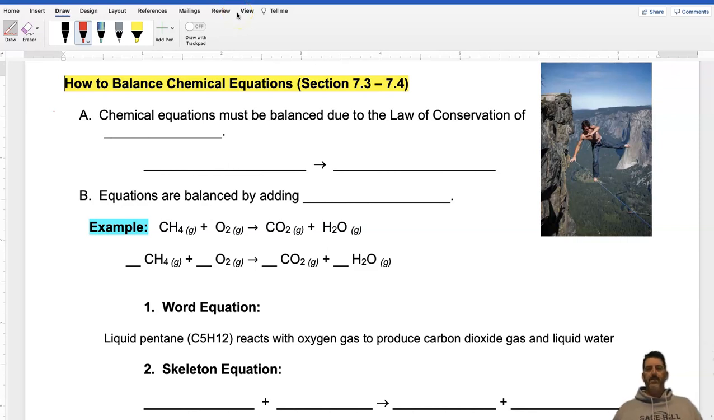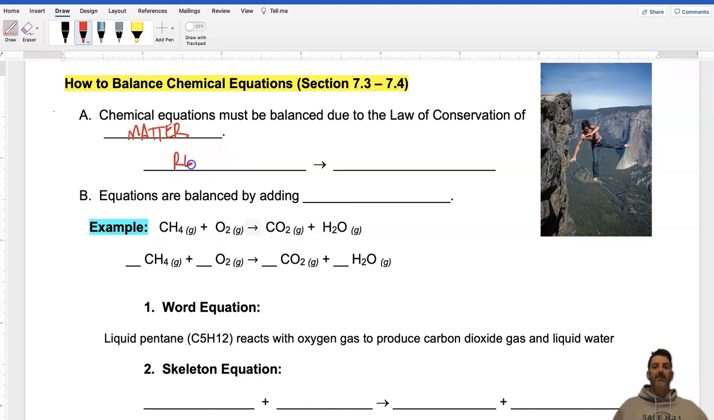All right, so in this video we're going to go through how to balance chemical equations and then how to write them from their word equation. We're going to start off with chemical equations must be balanced due to the law of conservation of matter. All that's saying is whatever's on the left side of the equation has to also be on the right side of the equation. They have to be equal.